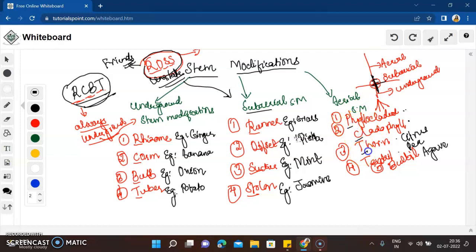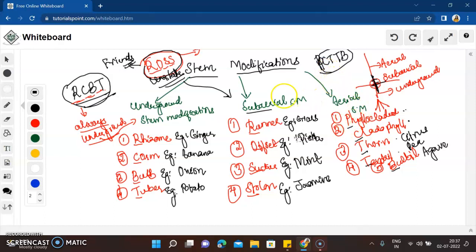So, PCTTB, ma'am is only giving you the tricks to remember: PCTTB. That is aerial stem modifications, that is phylloclad, cladophyll, cladode, thorn, tendril, and bulbil, the different modes in which the stem gets modified. Aerial stem gets modified not for storage, but mainly for carrying out photosynthesis, or for mechanical support, climbing on other surfaces, right?